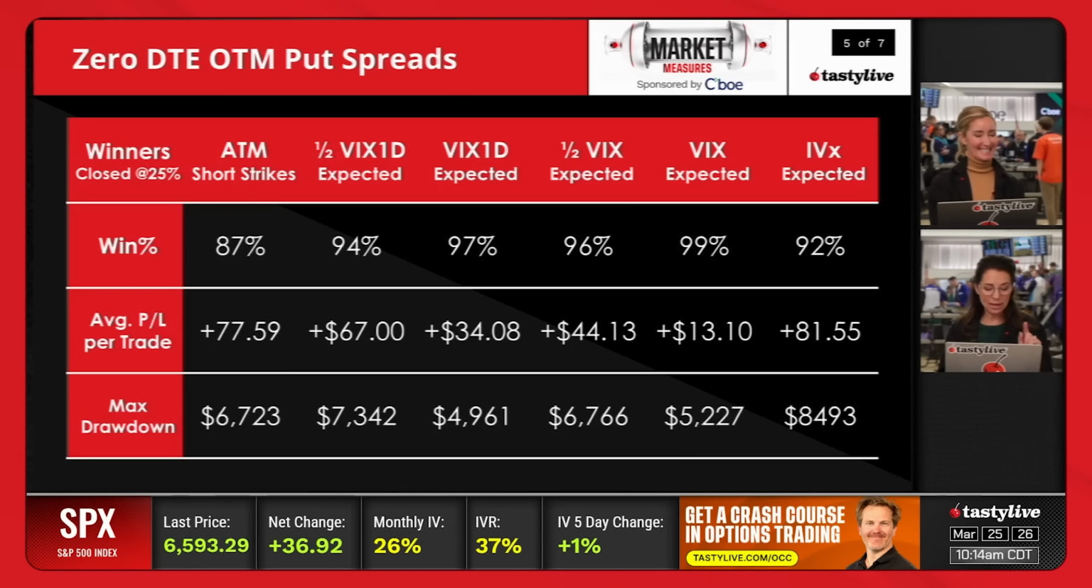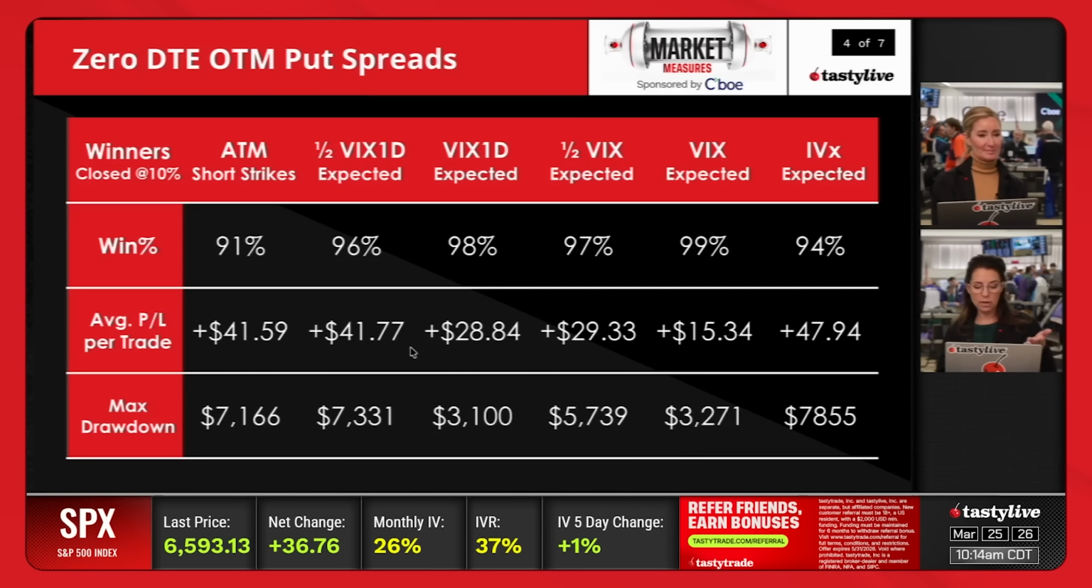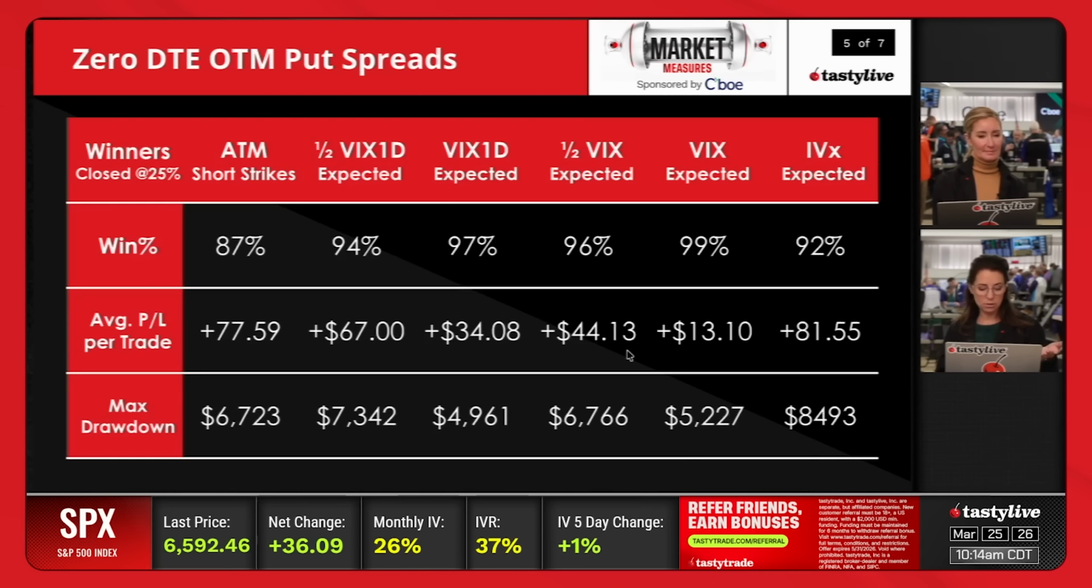So here we go to taking 25%, and you can see the jump. We go from 40, 30 to 70, almost double, 80, 70, 35, 44. So I like taking a little bit more of a percentage. But take a look at your VIX expected. You're still only getting $13 for this, even though you've got that high percentage.